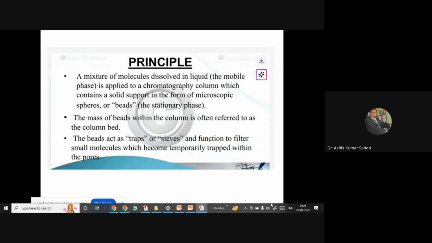So what is the principle by which this chromatography works? A mixture of molecules dissolved in a liquid, the mobile phase, is applied to a chromatographic column which contains a solid support in the form of microscopic spheres or beads. The mass of beads within the column is often referred to as the column packing. The beads act as sieves and function as filters.